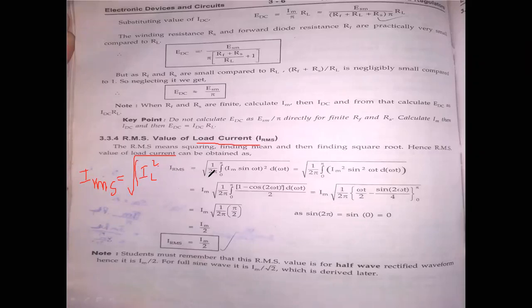So IRMS equals, what is IL? IL is Im sin omega t. So the square of this: Im sin omega t whole square, integral 0 to 2 pi is the limit here, divided by the period, 1 by 2 pi. But I am writing here pi only. Why? Because only 0 to pi has signal. So you can write 0 to pi plus pi to 2 pi. Plus pi to 2 pi, Im is 0. Therefore, I will get with this value only.